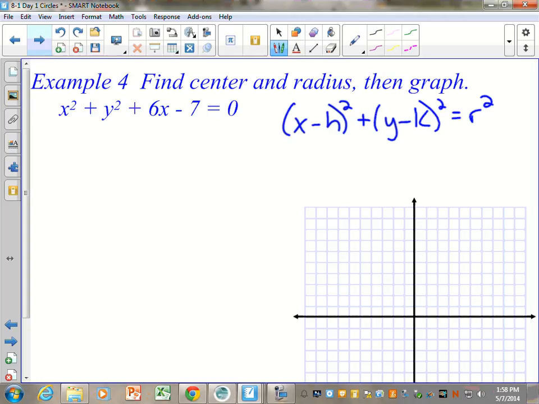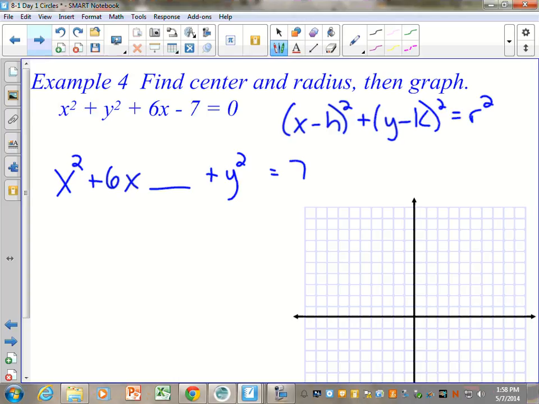We need to write this in this form. And so when you see x's and y's in these problems, you have to complete the square. I always rewrite it, and I say x squared plus 6x, and I leave a spot. I don't have to complete the square with y squared because there's no y to the first power. And then I can move that 7 over to the other side. Sometimes you're going to have to complete the square with x and complete the square with y. And then once you do that and write it in the right form, then you can graph it.